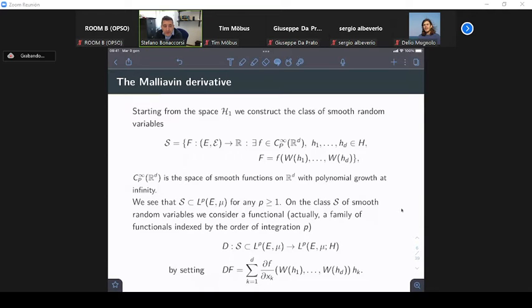And on this space, you define an object that we call a derivative, which is a mapping from the space to L^p(E, mu; H), defined by the formula that you see here. So you simply take the derivative in the direction x_k, and then multiply by h. The idea here is that the derivative of W(h) is just h.